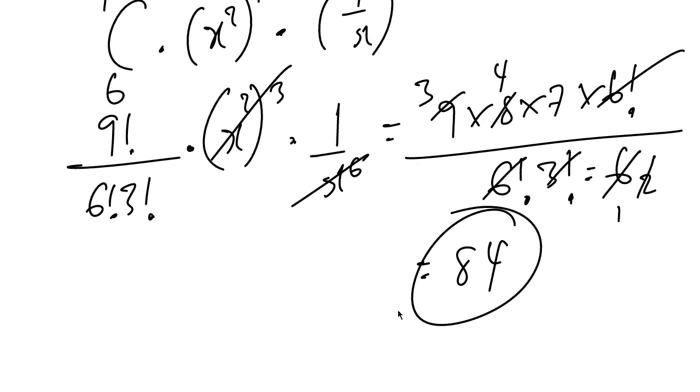Are you getting it? Let me take one more. So let's say we're given this. I want you to pause the video and attempt it, please. 2x minus 1 over x squared, to the power 12.